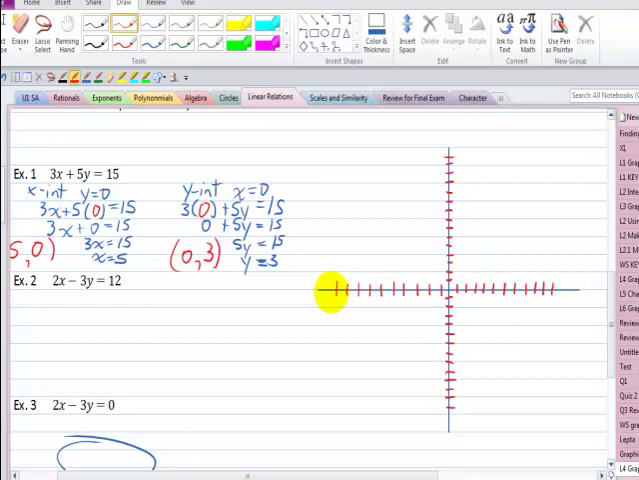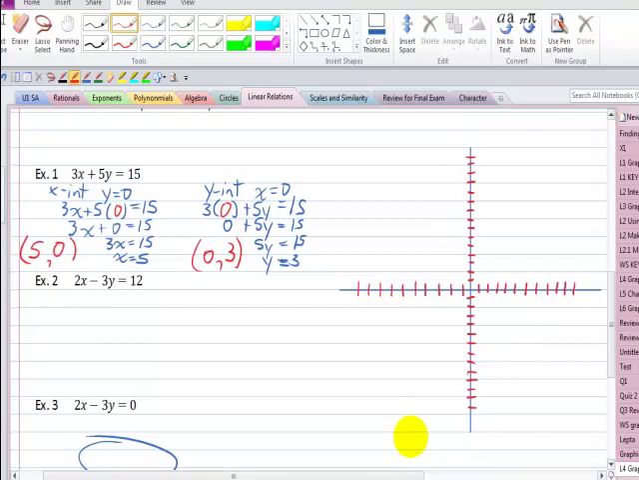Good. So I'm going to use a blue line for the first equation. How many points do you need to make a straight line, by the way? 2. That's it. That's why you got to be super careful with your algebra, because if you're off, you get the wrong line. So plot 5, 0. There's 5, 0. Plot 0, 3. It's right there. And then you can make a line.